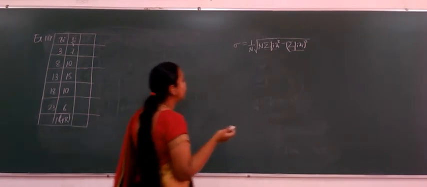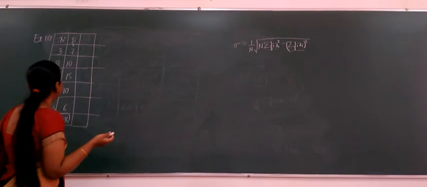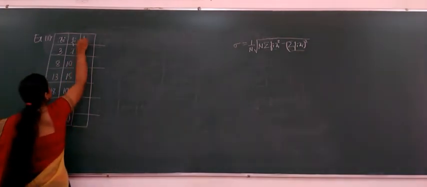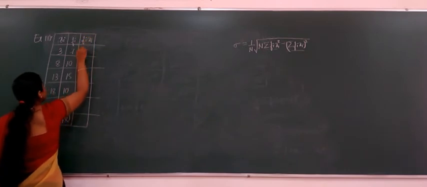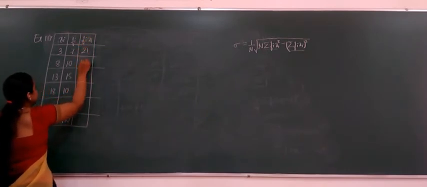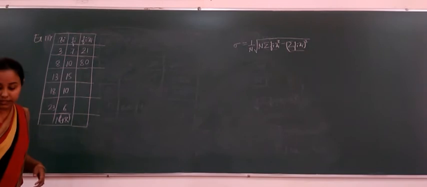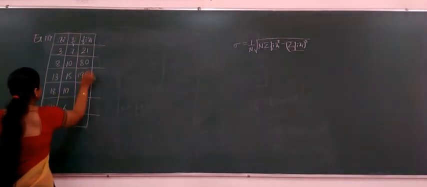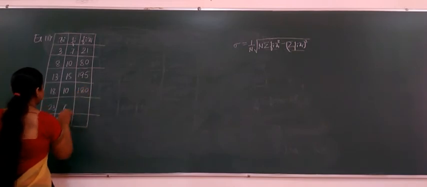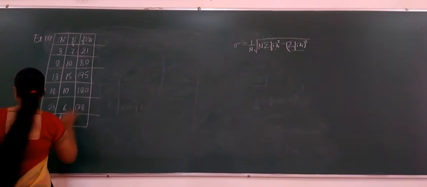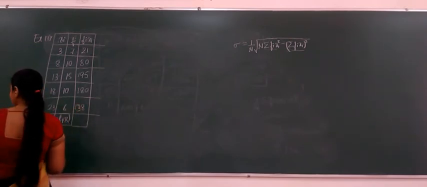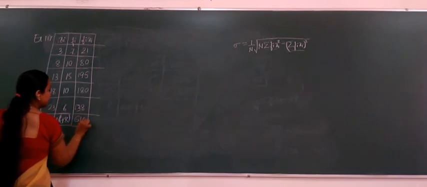So let us solve the problem using this formula. You might have got to know what we need. Xi and fi are already given, so first let us multiply fi into xi. It is 21, 80, 13 into 15 is 195, next 180, 138, and the total sum is 614.